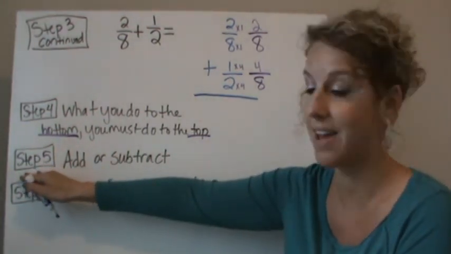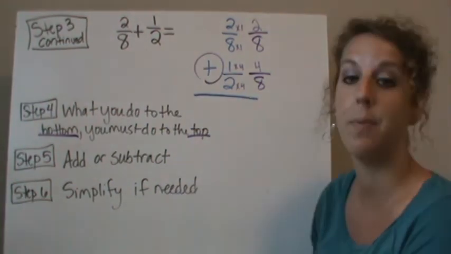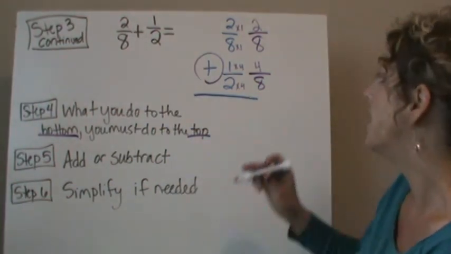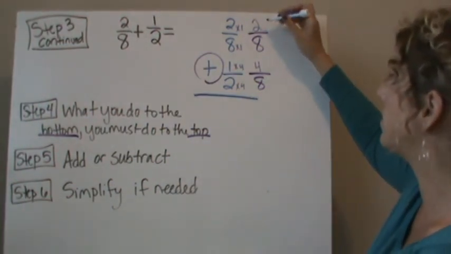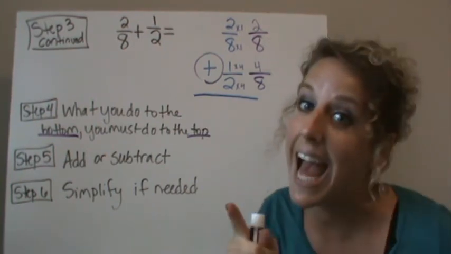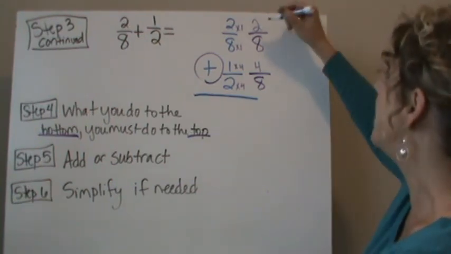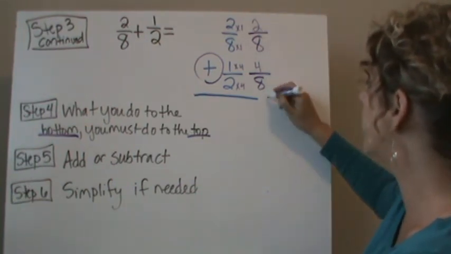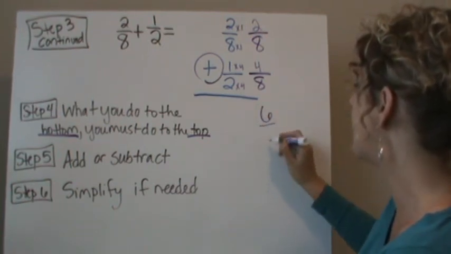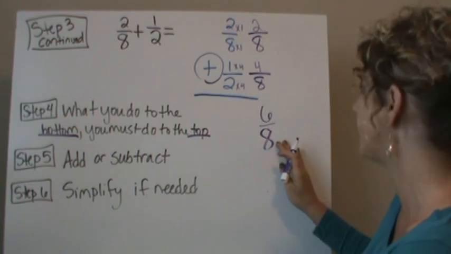Now, step 5, we can now add or subtract. In this case, the operation tells us to add. So now you're going to add the numerators only because, remember, your denominators are the same. Don't add the denominators if they're the same. So 2 plus 4 is 6, and the denominator stays the same. So your answer is 6/8.